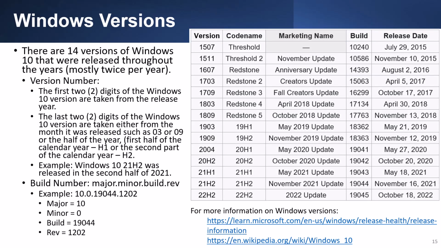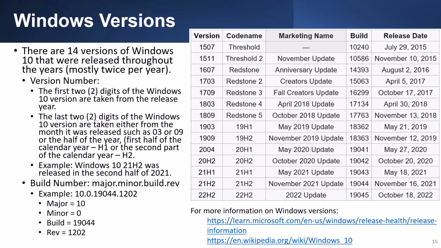There are 14 versions of Windows 10 that were released throughout the years, mostly twice per year. For the version number, the first 2 digits of the Windows 10 version are taken from the release year. The last 2 digits are taken either from the month it was released, such as 03 or 09, or the half of the year. First half of the calendar year would be H1, and the second half would be H2. Example, Windows 10 21H2 was released in the second half of 2021.